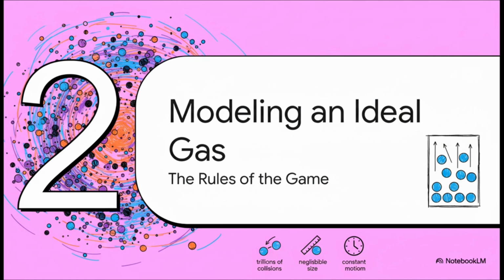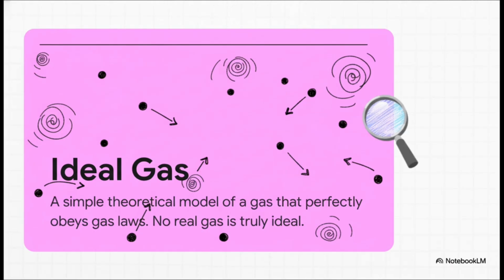So to get a handle on all this chaos, scientists did something really clever. They created a simplified model. They kind of set up some rules of the game for an imaginary gas that behaves perfectly. And they called this model an ideal gas. So what is this ideal gas? Well, you can think of it as our simplified, almost cartoony version of reality.